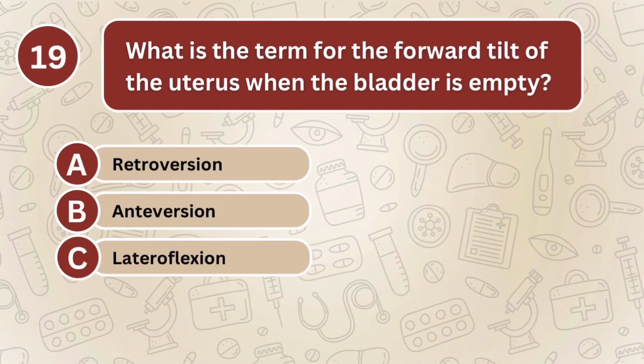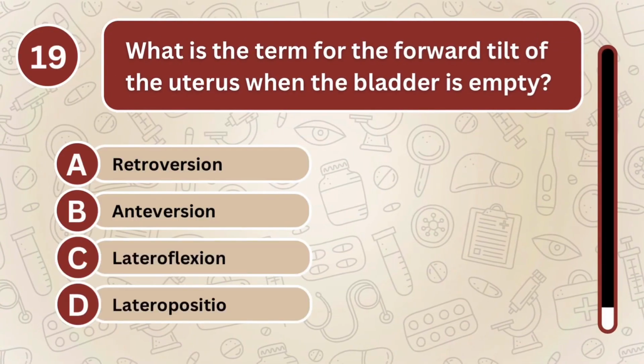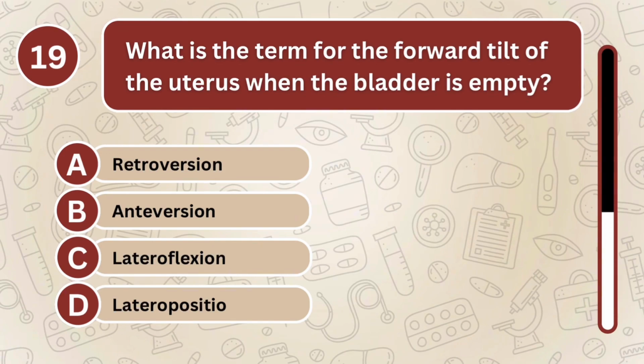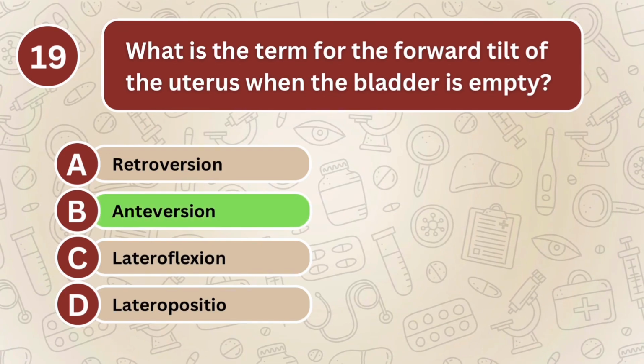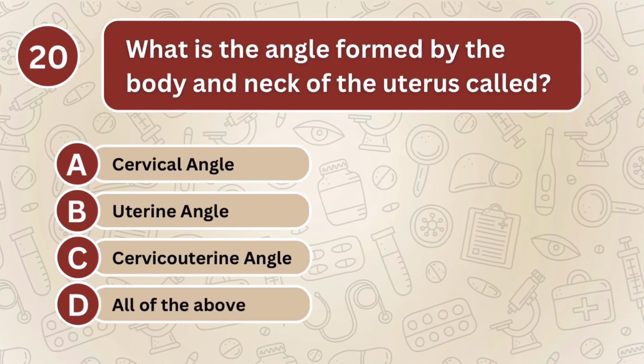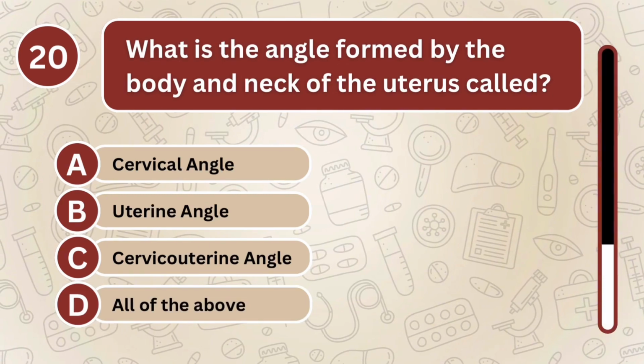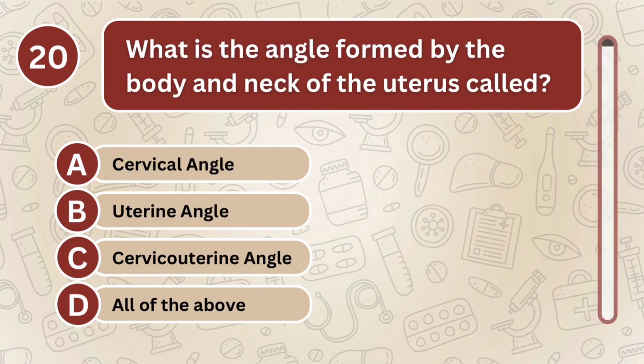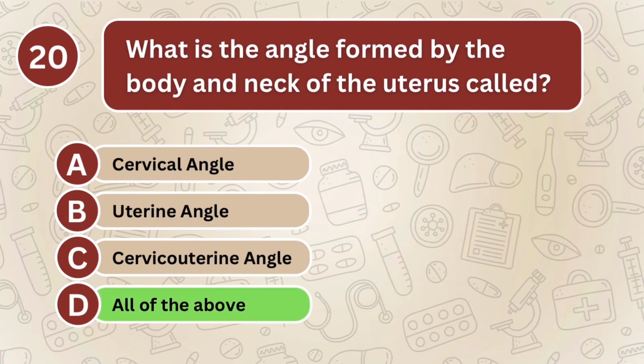What is the term for the forward tilt of the uterus when the bladder is empty? Correct answer is B. Anteversion. What is the angle formed by the body and the neck of the uterus called? It's D. All of the above.